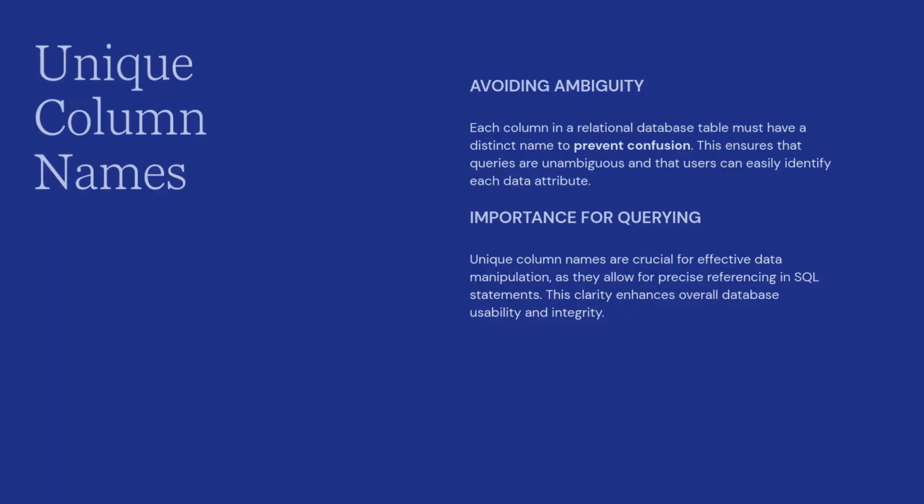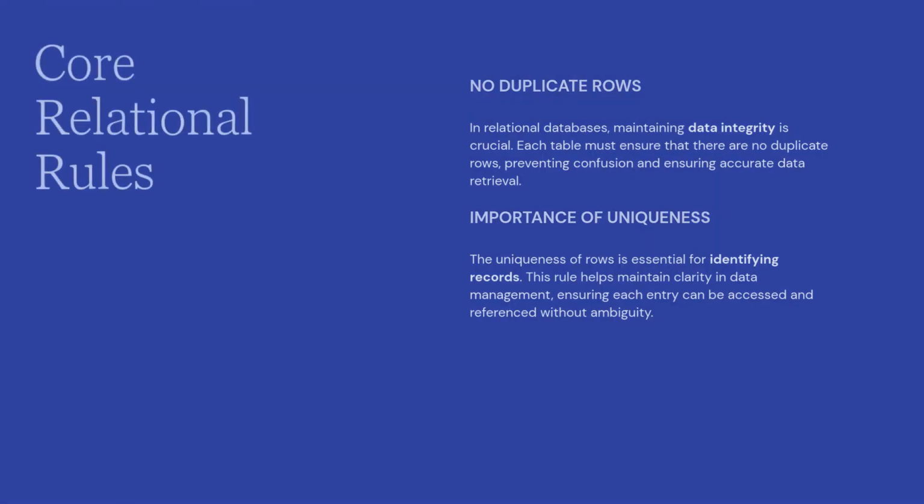Columns must each have a unique name. This may sound simple, but it prevents confusion when writing queries. Imagine a table with two columns both called name. How would the database know which one you meant? Unique names ensure clarity and precision in data retrieval.